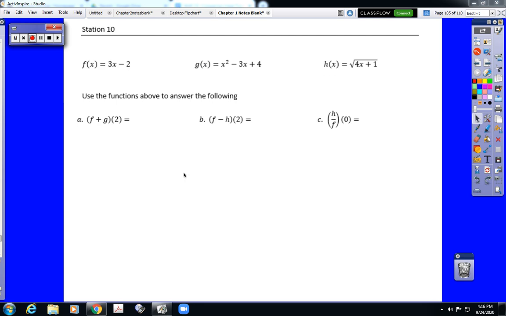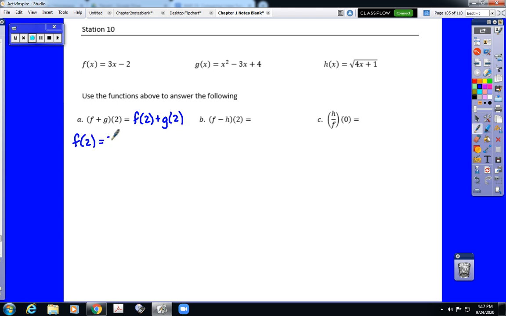Okay, station 10 is going to be asking us to carry out function operations and function composition using f, g, and h as shown. So when we see f plus g of 2, we need to remember that what we really need to do is separate that out and do f of 2 and g of 2 and then add them together.